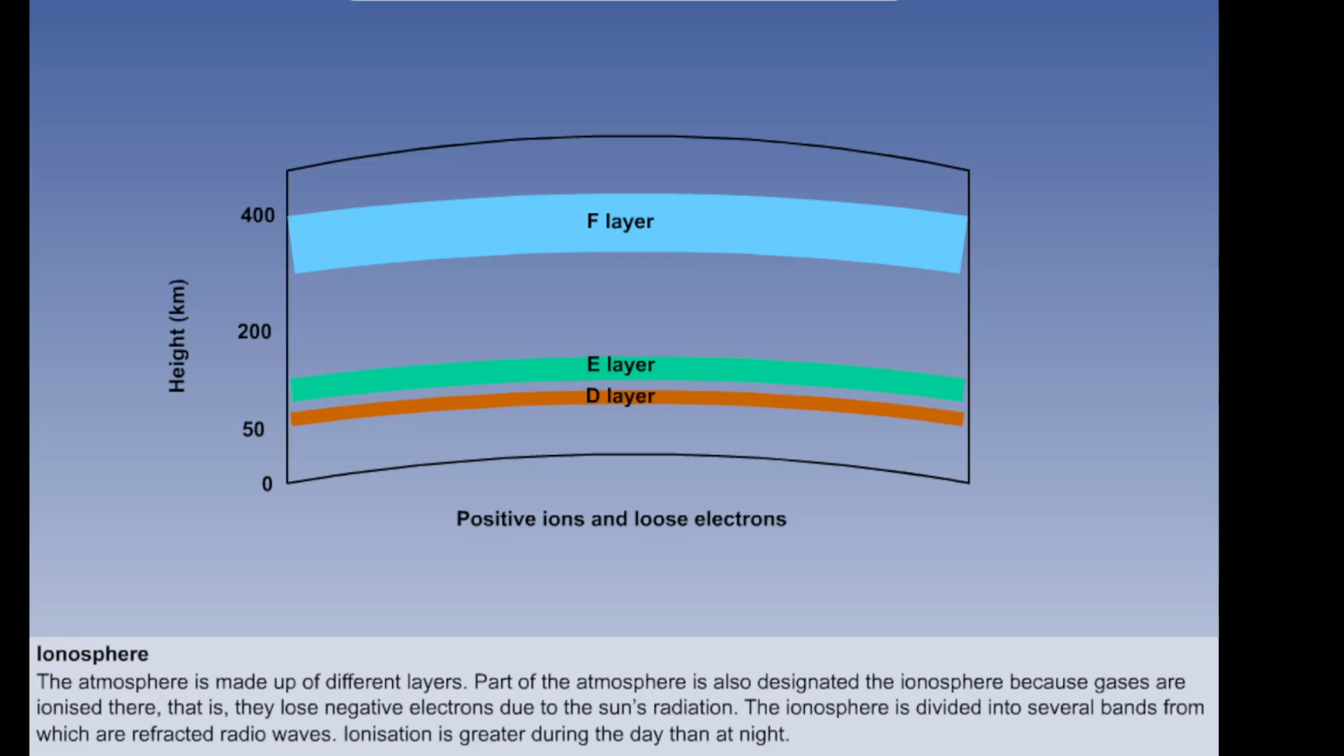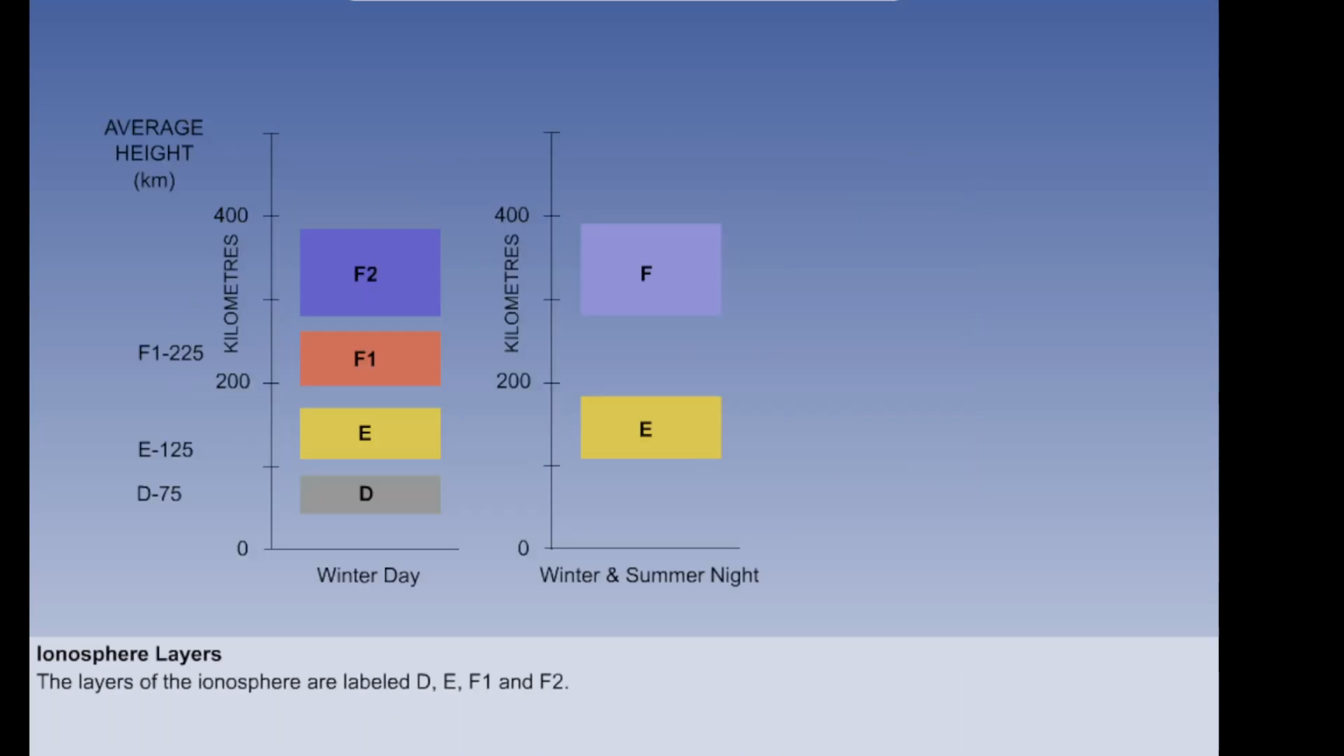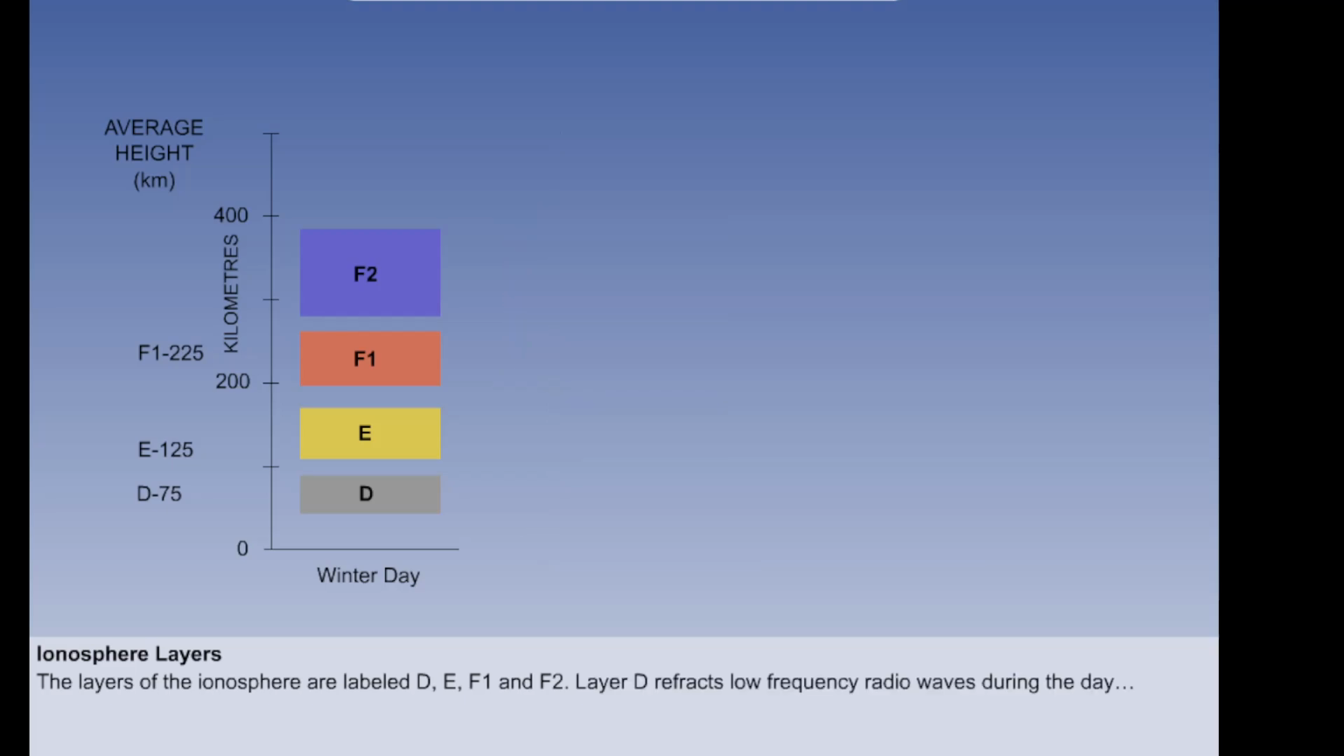Ultraviolet light waves of different frequencies penetrate the atmosphere to a different extent, creating bands of ionized gases at different levels. Because ionization is dependent upon the sun's energy, it is greater during the day than at night. There are three distinct layers in the ionosphere, called D, E, and F. Layer F divides into two layers during the day, called F1 and F2, but they recombine at night. Layer D is found at an average height of 75 kilometers in the atmosphere.